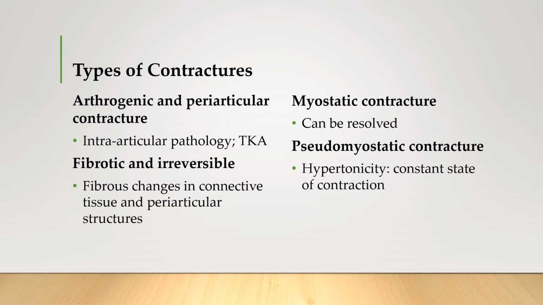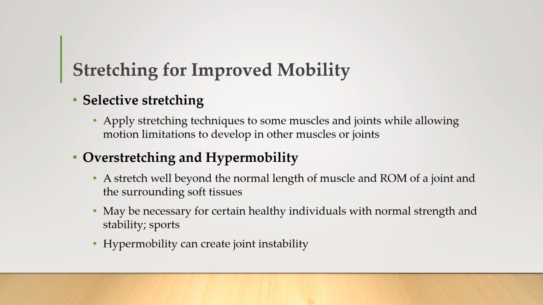Out of these 4 contractures, I really want you to focus on the arthrogenic, periarticular contracture, and the pseudomyostatic contracture. We're going to use neuromuscular inhibition techniques for that pseudomyostatic, which I hinted at with the PNF techniques. Okay, so now let's talk about selective stretching and overstretching and hypermobility.